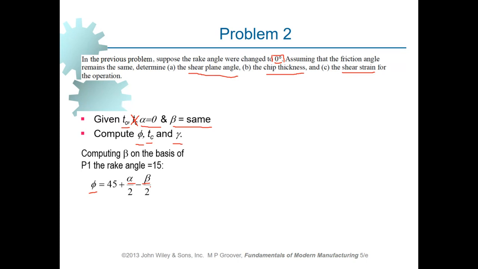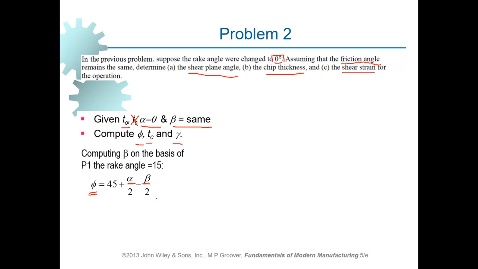It wasn't given in the previous problem as well. However, we have been told that the value of beta, or friction angle, doesn't change. It remains the same as it was in the previous problem. If we have the values of alpha and beta at hand, we can easily compute the new value of phi. What do we do now? Well, as we know that the value of beta remains the same, we return to the values given in the previous problem and compute the value of beta on the basis of what was given there.